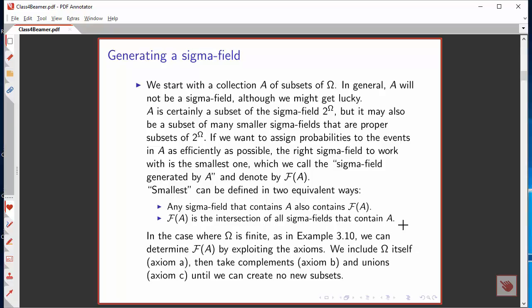There's a very nice example in Dineen's textbook, example 310, where the sample space is finite, and we can just use the axioms for a sigma field to determine this smallest sigma field. We have to include the entire sample space. Then we have to take complements of the sets that are in A because they're required to be in the field. And we form unions until eventually, by taking complements and unions, we don't include any more subsets, and we've got the sigma field that we want. Let's look at a more systematic way of doing this.